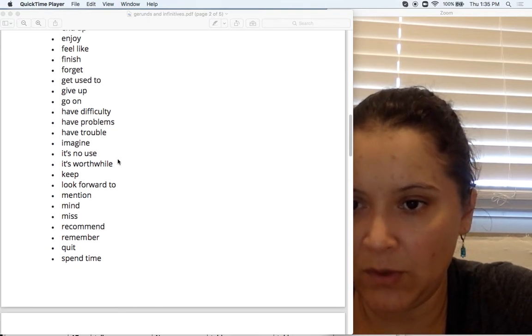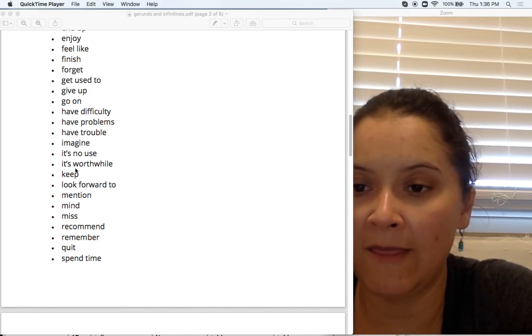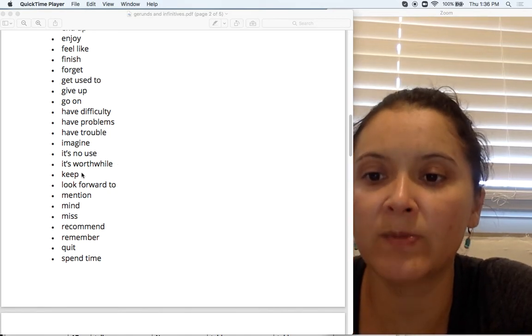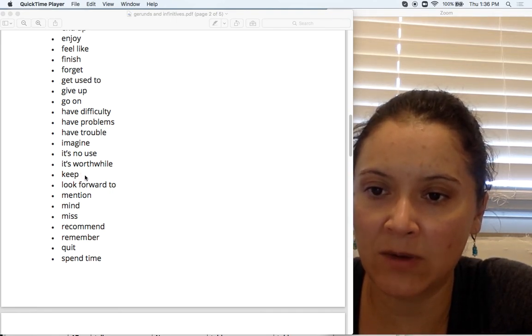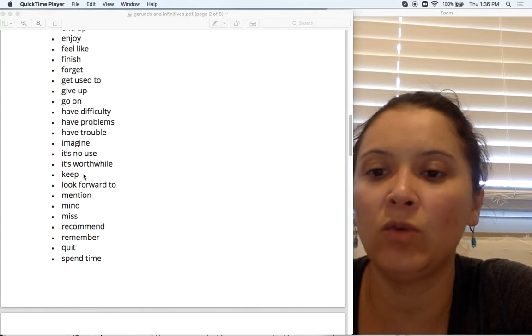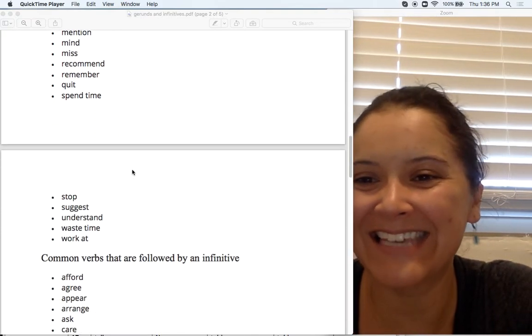So just to make it simple and to make it more clear, these verbs, when you have two verbs together, the verb that follows this one, that goes after this one, will be an ing. Let's keep going, right? Let's keep going.